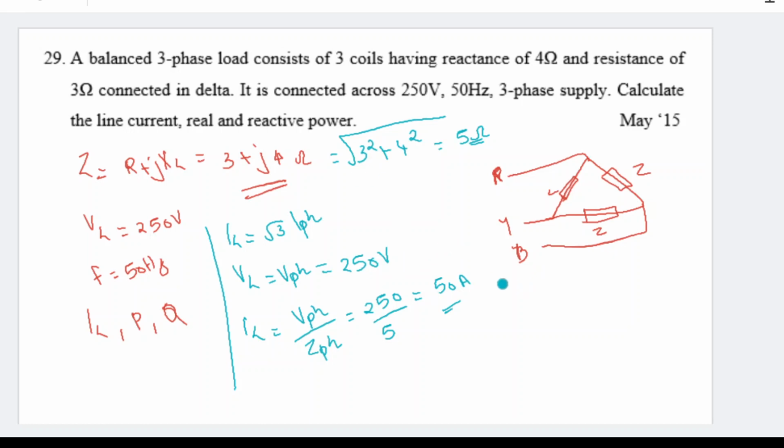Now, sorry, you have got I phase, not IL. I phase is equal to V phase by Z phase and IL is equal to root 3 into I phase. So that will be equal to 50 into root of 3, which is 86.6. So IL will be 86.6 ampere.